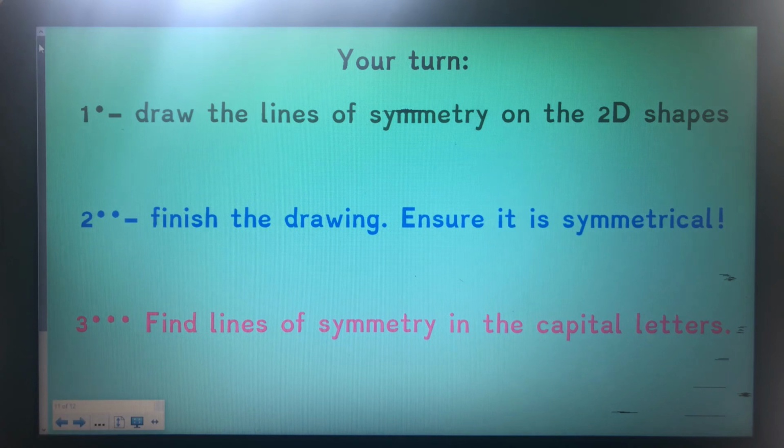The 2-star activity today, the blue challenge, is you're going to finish the drawing. So there's some sheets on there with half of a drawing done. And you're going to draw the other half, but you need to make it symmetrical. Now, don't panic. The sheets are drawn. They have dotted paper. So every point has a line that you can match up on the other side. So you can make it symmetrical.